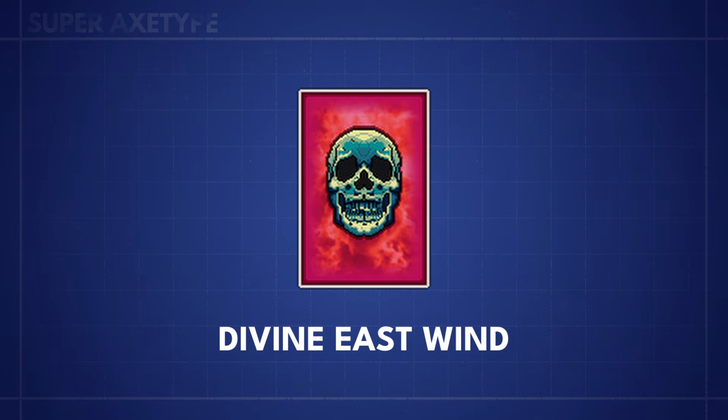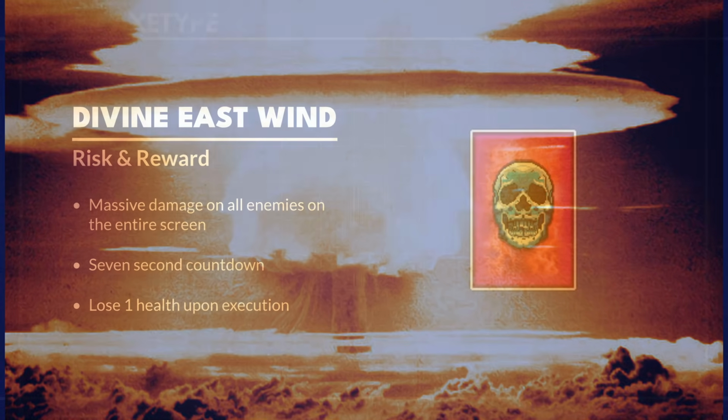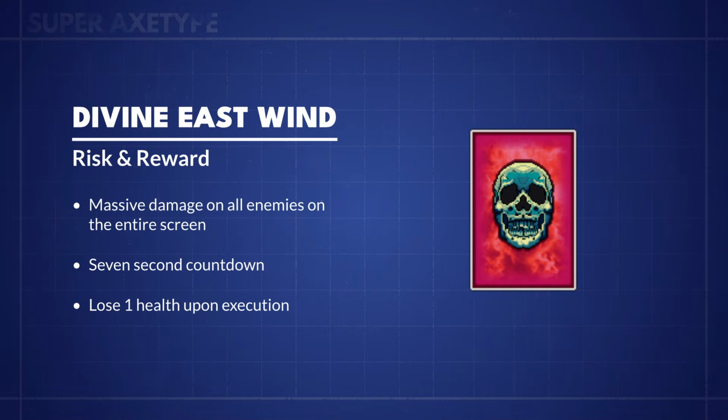And so this is how it works. The Divine East Wind is basically a thermonuclear explosion, a massive explosion that the ship can do. The problem with it is that it's going to hurt you. So when you use it, you lose 1 health, but it wipes out the entire screen of all the enemies and all enemy bullets. And so there's a benefit in that.